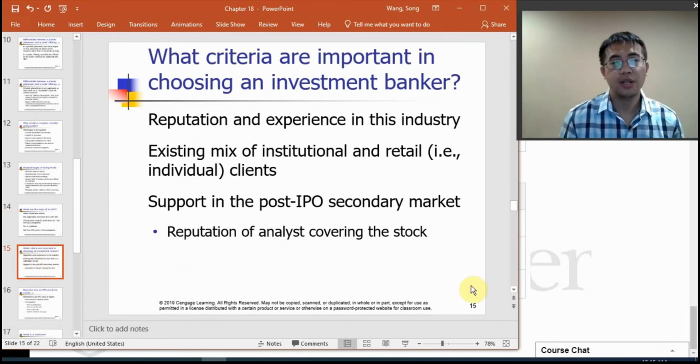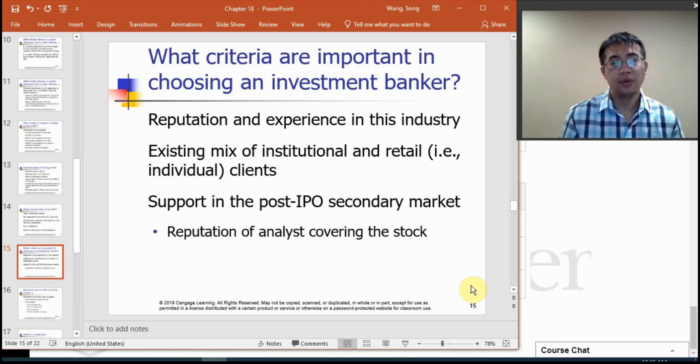So what are the important criteria when you are choosing an investment banker? If you want to choose an investment banker, you want them to be good. So you want them to have a good reputation on Wall Street, and they should have dozens of years of experience, if not hundreds of years. The best one, I think, is Goldman Sachs. They have done a lot of such things, and their history is like 150 years already.